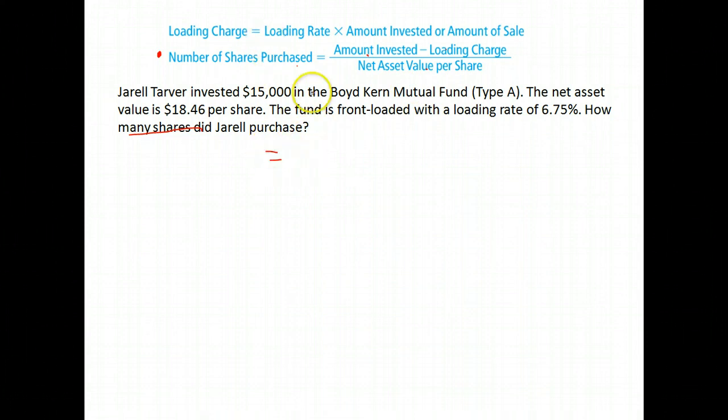So let's take a look. Let's find the loading charge, which we've done before. Again, you take the loading rate, move the decimal 2 places to the left, so we have 0.0675, and multiply that by the amount invested, in this case $15,000. So $1,012.50 was our loading charge for this situation.